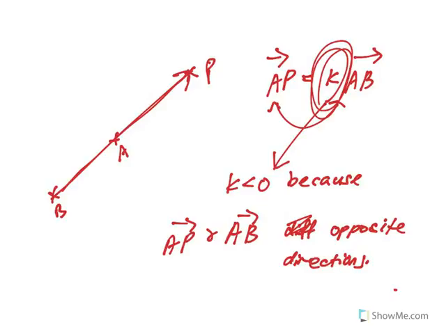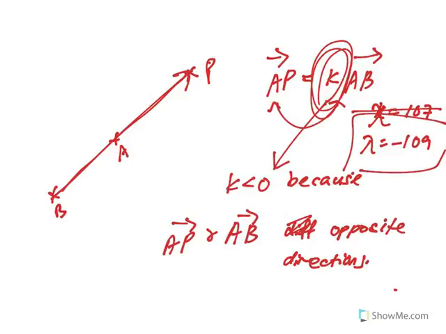Okay. Therefore, our answer, we have 2, right? Lambda is 107, lambda is negative 109. We will take the negative one.